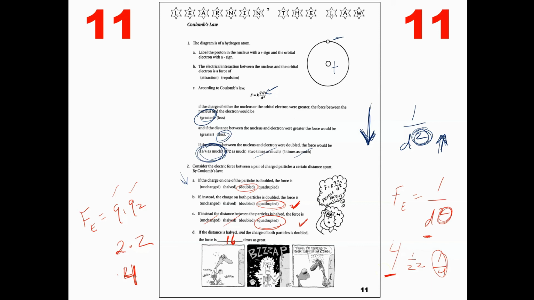What did you expect? This is the inverse square law. I'll tell you the number one thing students forget with Coulomb's law is to square the distance. That's why I'm making a big deal about it. Don't forget to square the distance. So this is 16 times as great.